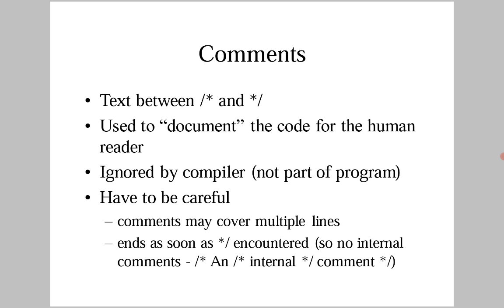Comments are generally written in between the symbols slash star and star slash. Generally, comments are used to document the code for the human reader. So what is the purpose of using comments? Comments are used to include documentation for the program code, for human purposes, or for helping humans while writing the code.